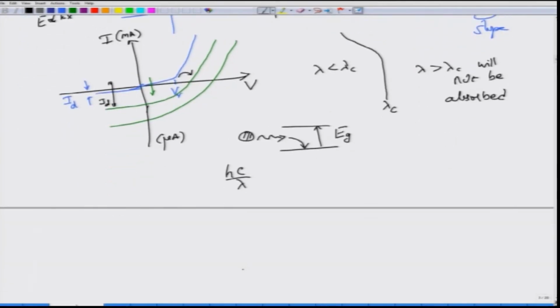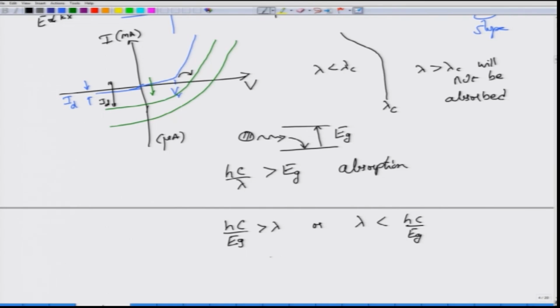This energy should be greater than Eg for absorption, right, absorption. So it has to be greater than Eg. Turn around this equation, you can see that hc by Eg must be greater than lambda. So what would happen here, hc by Eg into lambda is greater than lambda, or lambda has to be less than hc by Eg, correct.